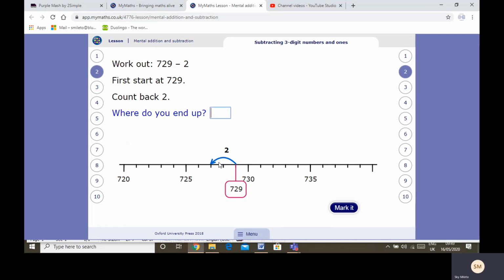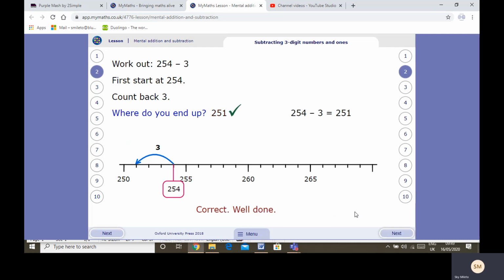So we start at 729, 728, 727. 254, 253, 252, 251. I think you understand the idea. It's the ones that change, not the tens and not the hundreds.